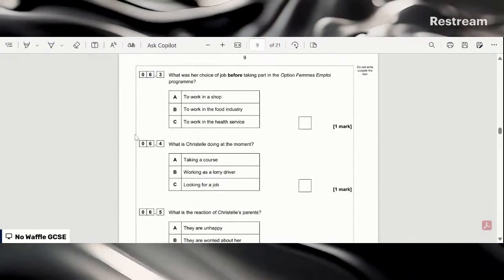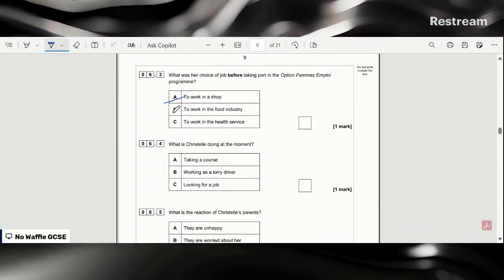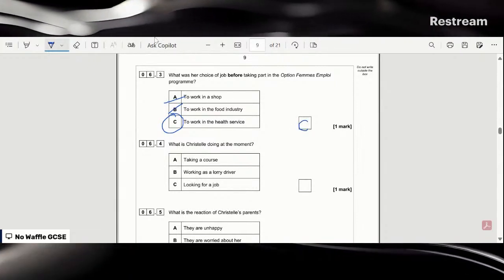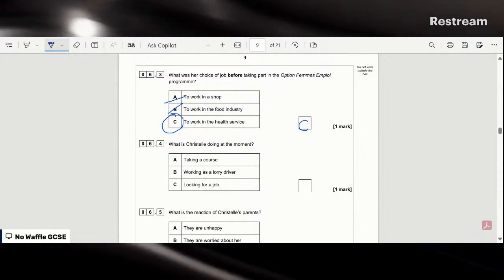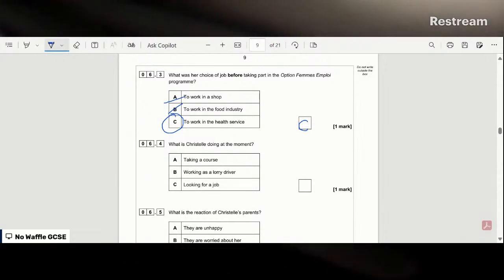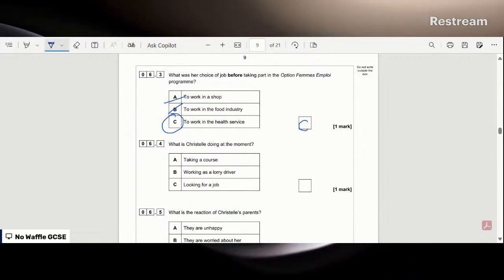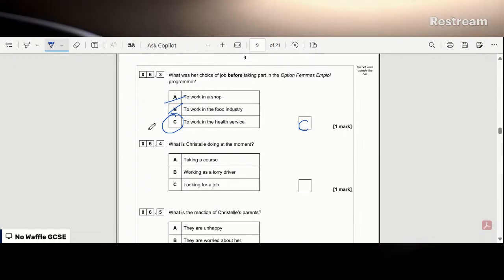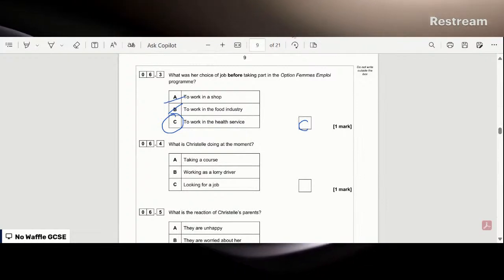So clearly she's working in the health service, and this is what she worked for. She didn't actually work in the shop because she refused to do that. She didn't work in the food industry. She worked in the health service. Okay, continuing on. What is Christelle doing at the moment?